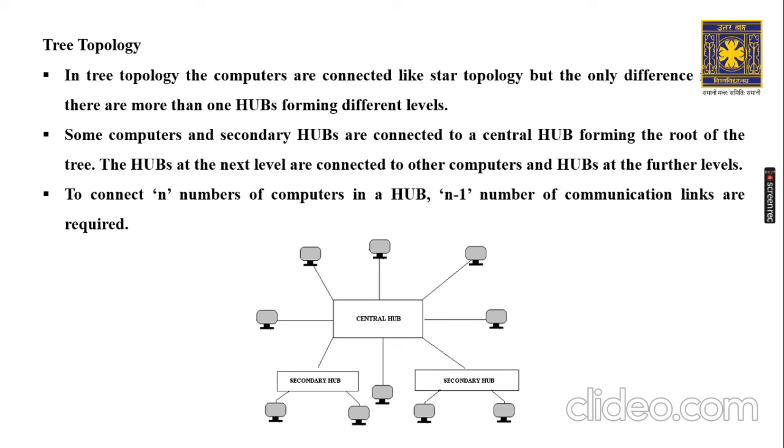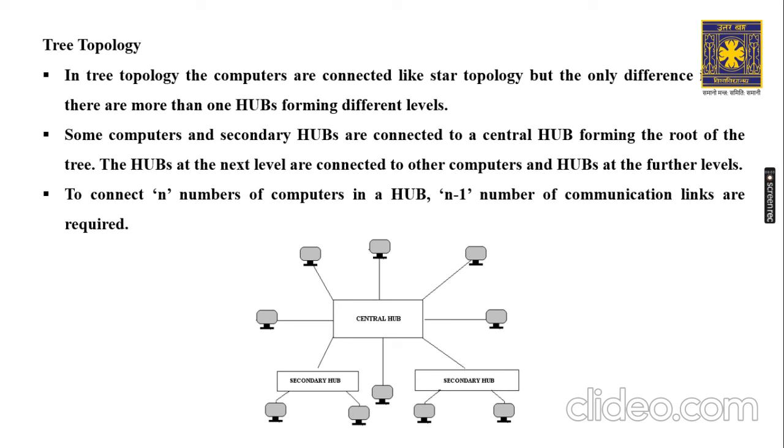So in tree topology, the computers are connected like star topology, but the only difference is that there is more than one hub forming different levels. Here in this picture you have a central hub, then 2 secondary hubs. The central hub is forming a star, then again the secondary hubs are forming their own stars. According to your requirement, you can enhance or extend the tree topology, the tree-like LAN.